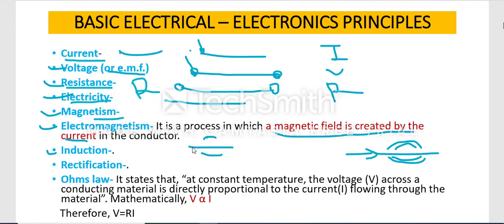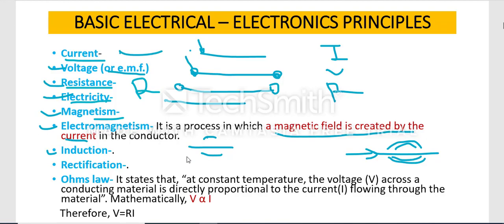Because of this stationary or moving conductor, voltage is generated. Voltage is generated if we keep this conductor beside this magnetic field. Here, current is generated.